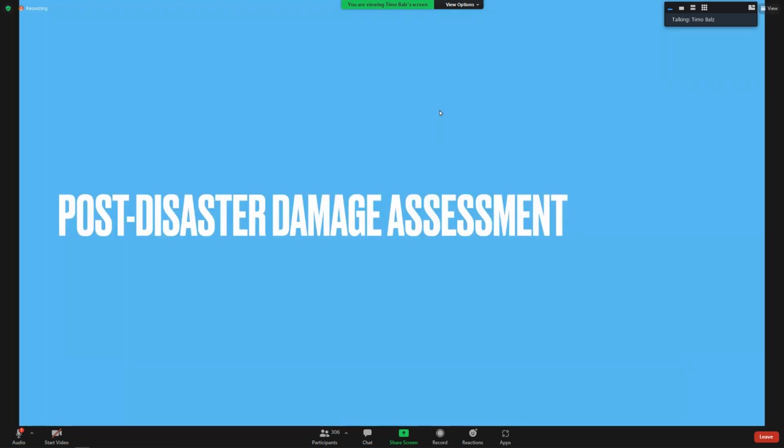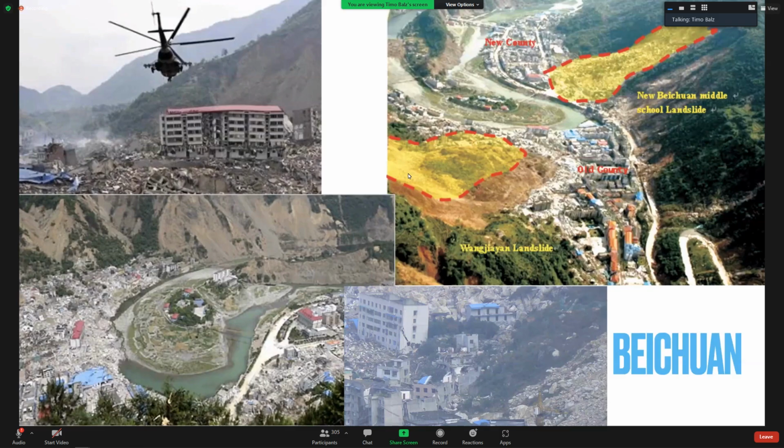That is the common case. So that's why SAR is very often used, because we can get the images fast under almost all weather conditions. So post-disaster damage assessment is an important field. And I will use one example here from the Wenchuan earthquake, in the town of Beichuan, which was, as you can see from these optical images, more or less completely destroyed by landslides that have been triggered from the earthquake.